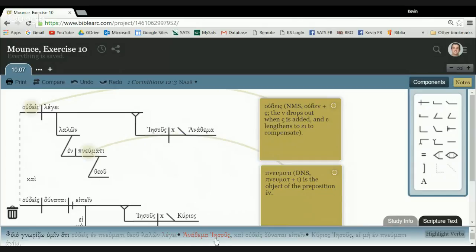There's no verb. There's no verb at all. And anathema is a predicate. So no one says Jesus is or Jesus be accursed. Cursed is or cursed be Jesus. Greek frequently leaves out the word is. So we're looking for estin to be supplied between these two.